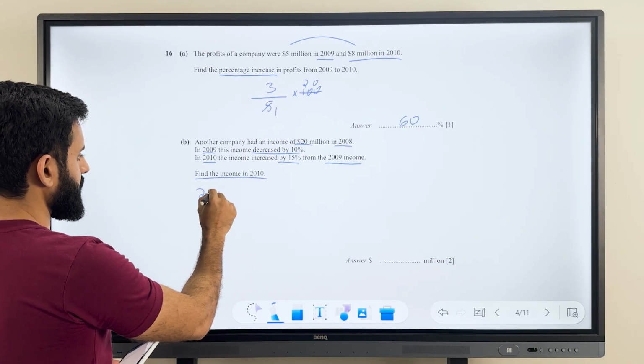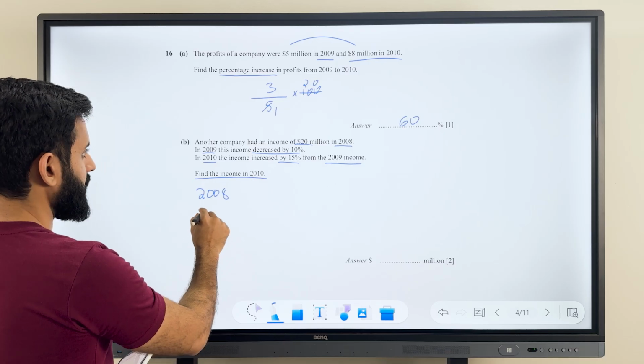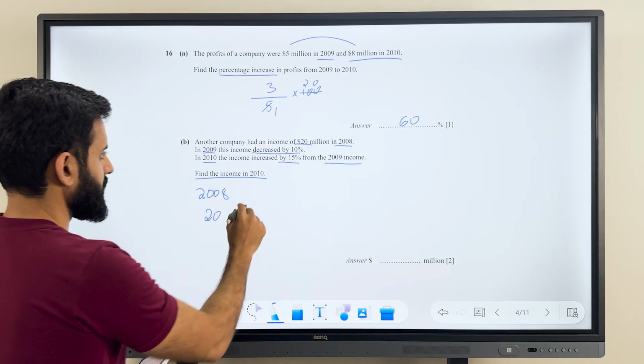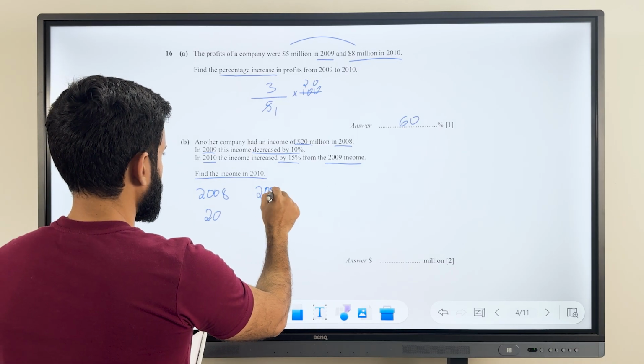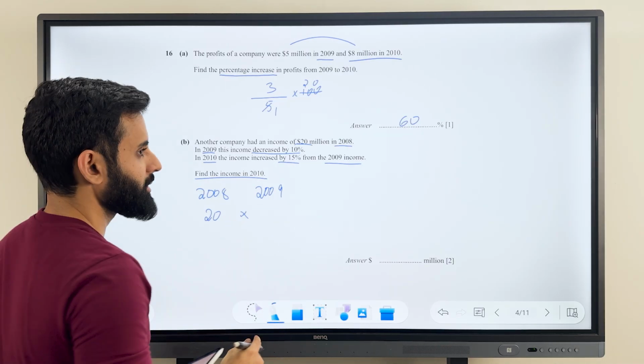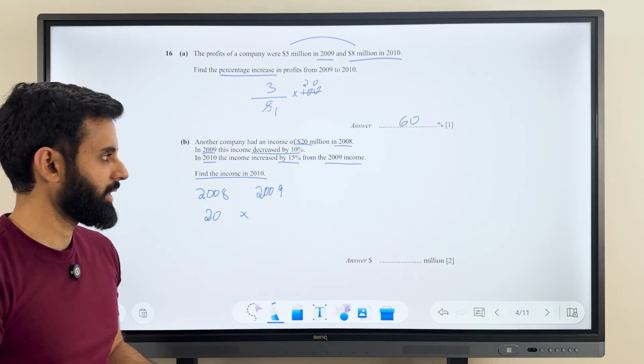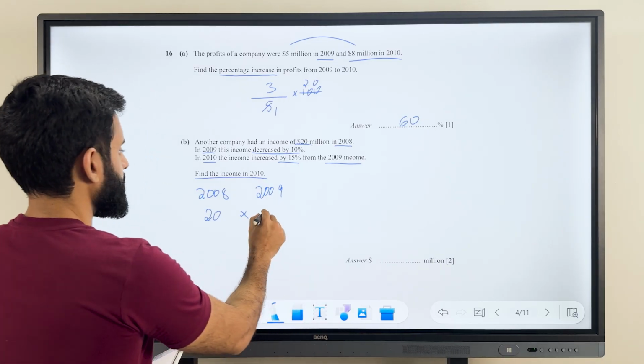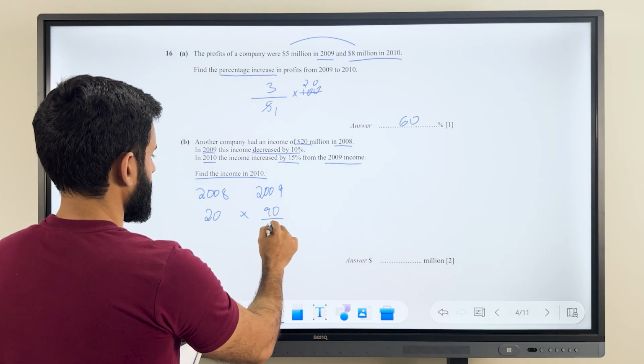So the starting value, which is the income in 2008, is $20 million. Then when we get to 2009, the income is decreased by 10%. How do you decrease anything by 10%? Or what happens when something is decreased by 10%? What percent is left of it? Simply 90%. There you go.